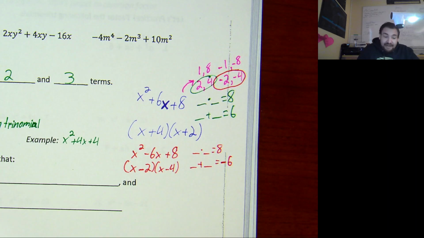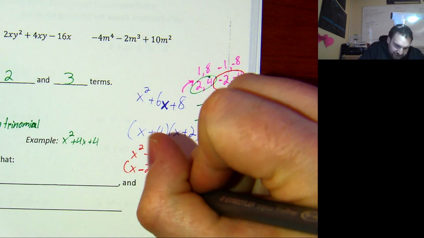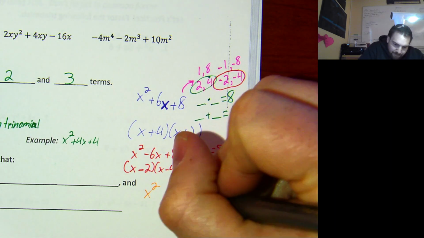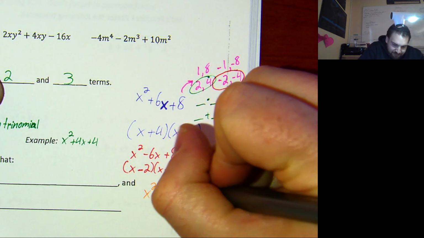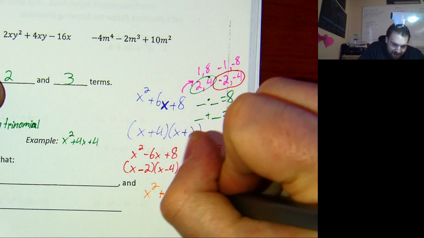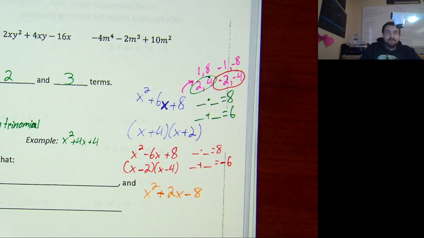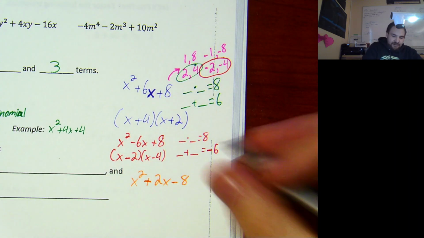What if instead I gave you this one? I'm going to use a different color. Let's go down. I'm going to go x squared plus 2x minus 8. Oh, it's similar, but it's a little tricky.